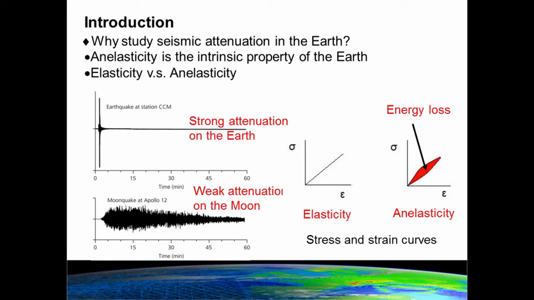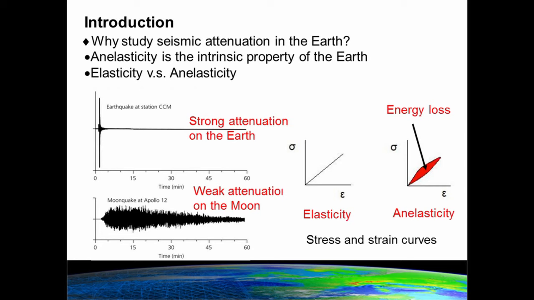Why do we study seismic attenuation in the Earth? First, anelasticity is an intrinsic property of the Earth. Here, the comparison of seismograms on the Earth and on the Moon shows that the seismogram on the Earth decays very quickly, indicating strong attenuation on the Earth. However, the lunar seismogram shows strong scattering and weak attenuation, which is mainly due to the lack of water.